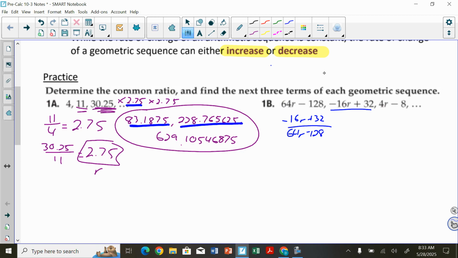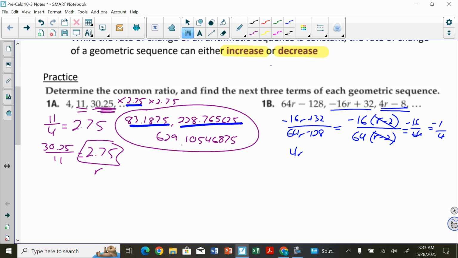Okay, the easiest way to go about that is to factor. In the first one, if I pull out a negative 16, I'm going to have r minus 2. Think about distributing: negative 16r, positive 32 has to be negative 16 times r minus 2. On the bottom, if I take 64 out, then I have r minus 2 as well. So those two can cancel, and I have negative 16 over 64, which equals negative 1/4. Okay, so now I have to check again that the same thing is good here.